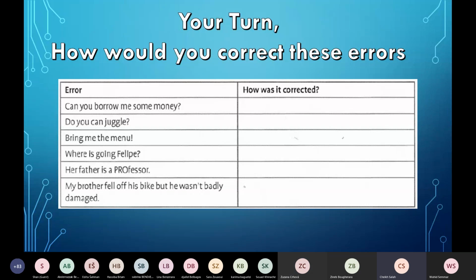What about "bring me the menu"? And we have seen this one before. If someone does that, "bring me the menu" is like being bossy about it. What do you think? How do you think you can correct this one? Yes, Karima, go ahead.